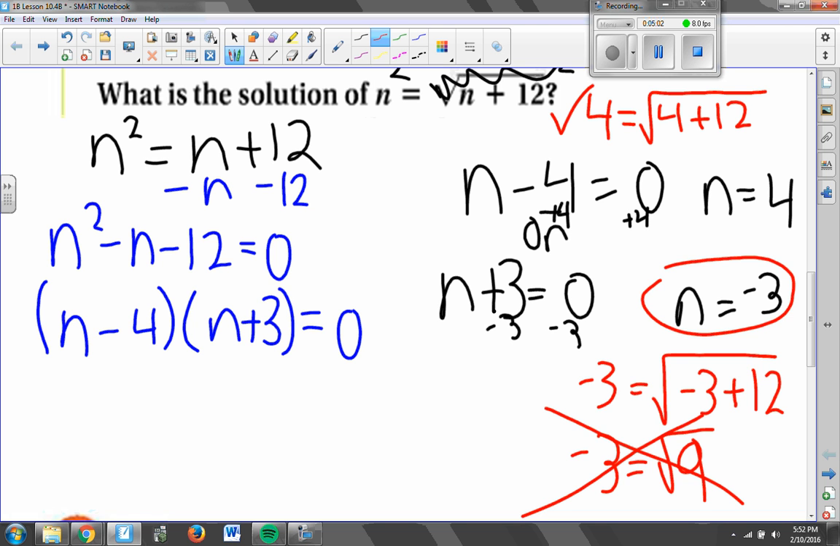So this negative 3 I will cancel out, and my answer is n equals 4. Just n equals 4. That's the only one that worked. N equals negative 3 did not work. Okay? But the answer there still is n equals 4. That one certainly does work.